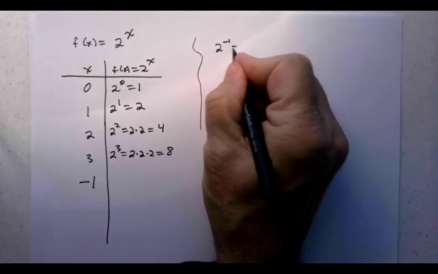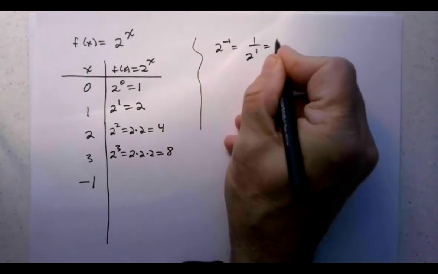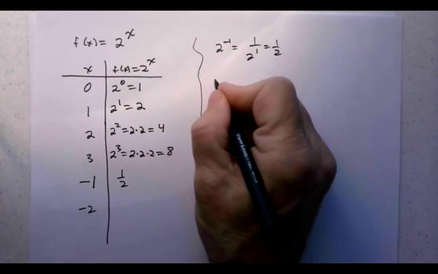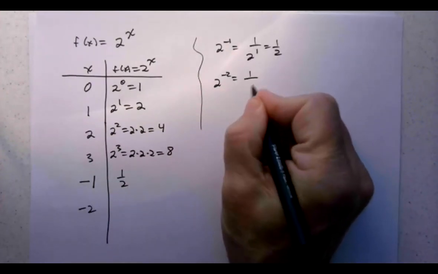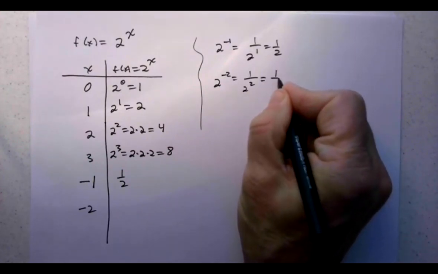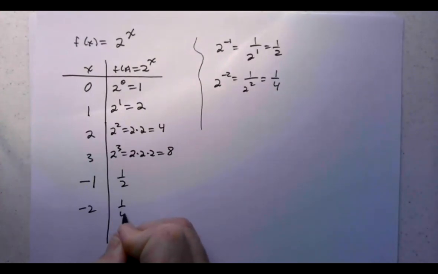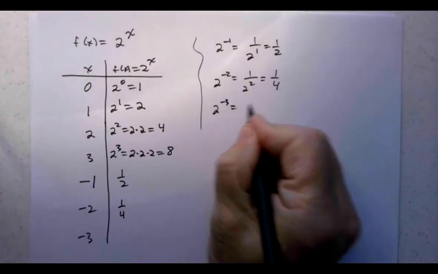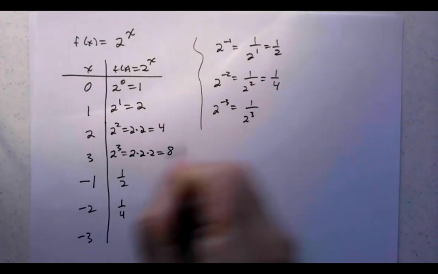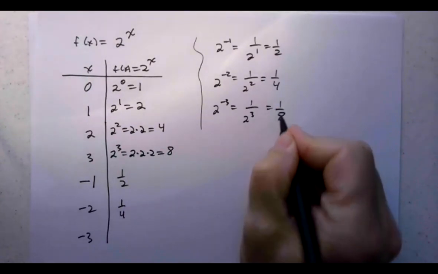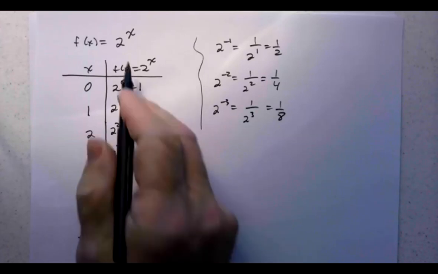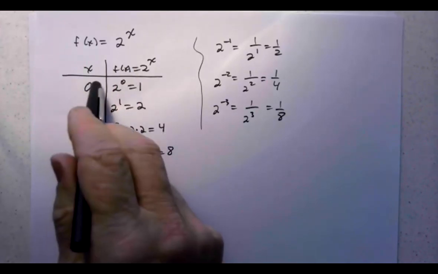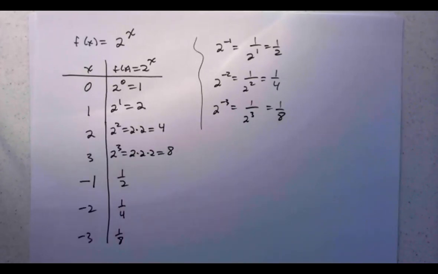2 to the negative 1 power is 1 over 2 to the first power, which is 1/2. If it's negative 2, 2 to the negative 2 power is 1 over 2 squared, 1 over 2 times 2, 1 over 4. And 2 to the negative 3 is 1 over 2 to the third. 2 to the third is 8, so that's 1 over 8. So that's my graph of f of x is 2 to the x. That's what I want to start with. So let's go ahead and put in all of those points.